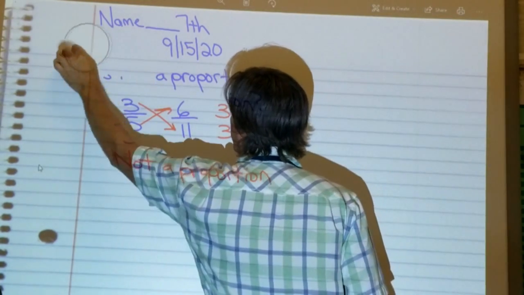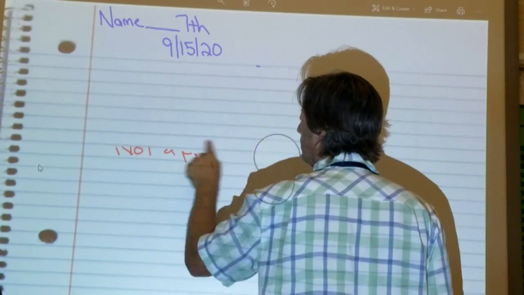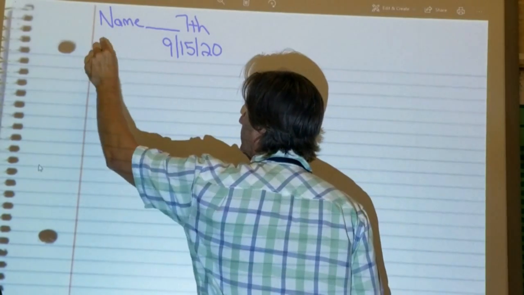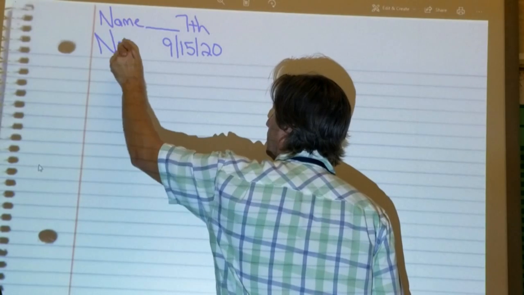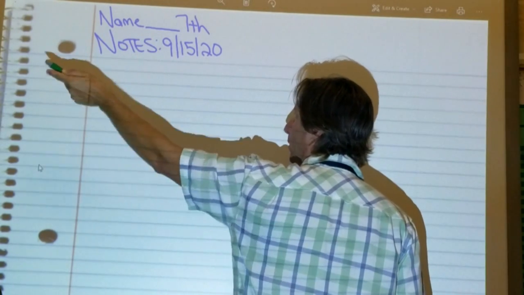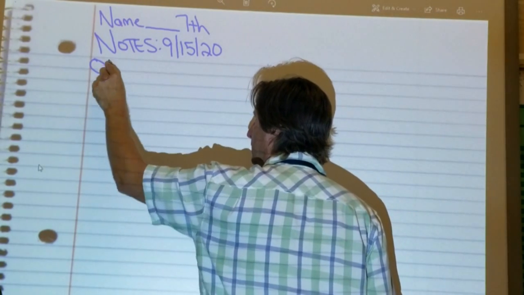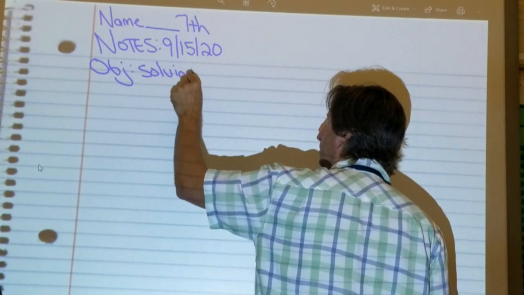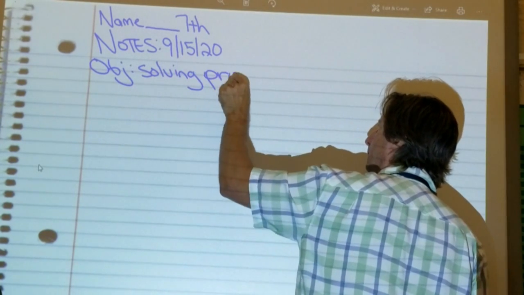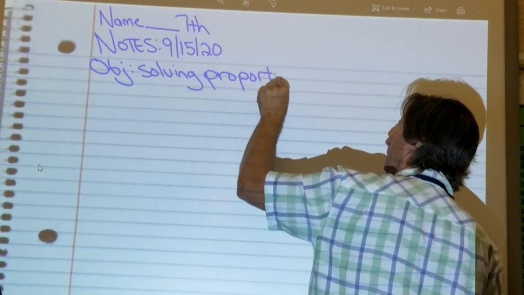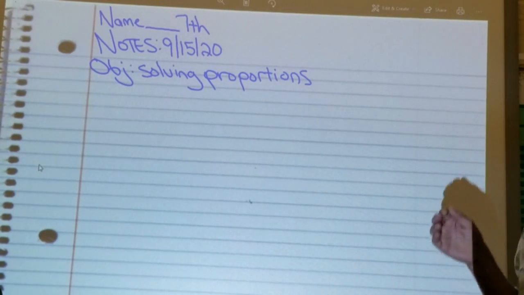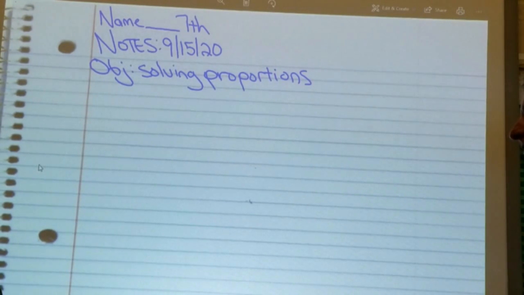Notes for today is we're going to take some stuff that we've already learned. So make sure you're writing all this stuff down every day. Our objective today is solving proportions. And we're going to take some stuff we already learned with our algebra equations to help us solve proportions. It kind of works the same way.